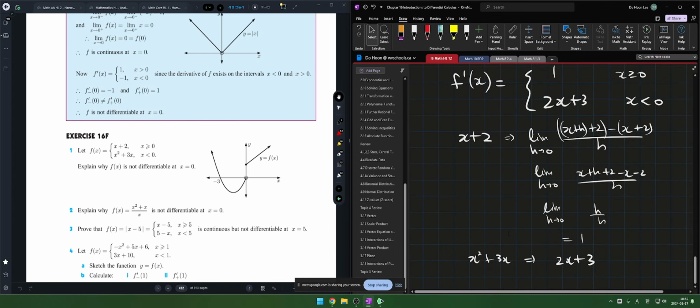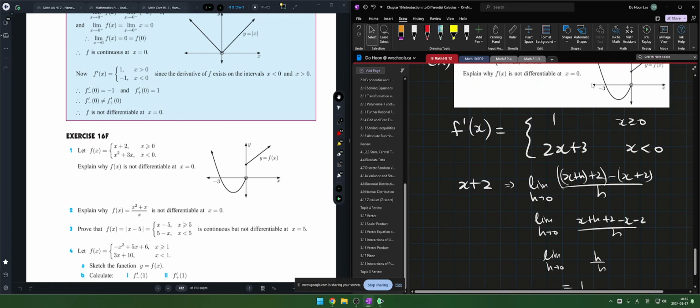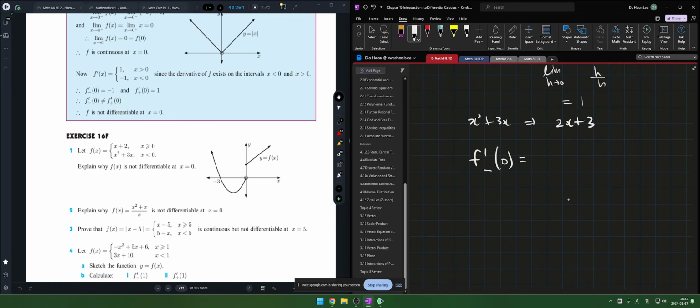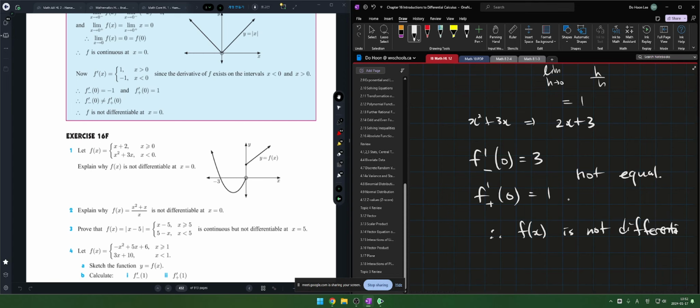So then, am I happy with this? No, because my f prime at 0 coming from the left-hand side is 3, and the f prime from the positive side is 1. We good? Not equal. Therefore f of x is not differentiable at x equals 0.